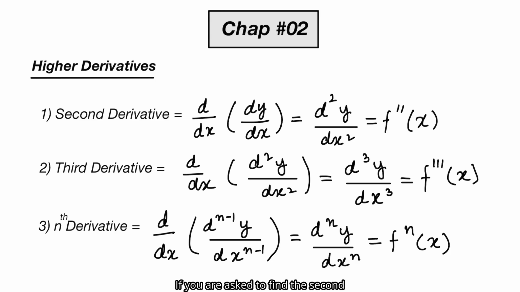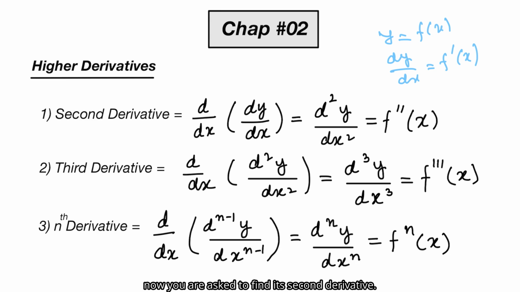If you are asked to find the second derivative of the function, you have to take the derivative again of the answer that you got by taking the first derivative of the question, which means that you have to take the derivative again of the derivative of the function. That is, first you have a function that is y is equal to f of x, and you took its derivative, and that is dy over dx, f dash x. And now you are asked to find its second derivative.